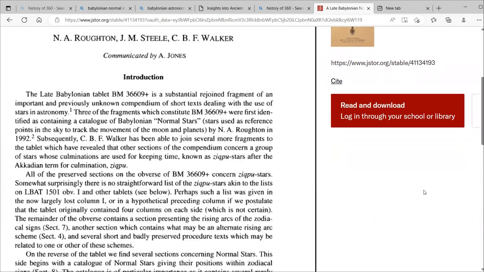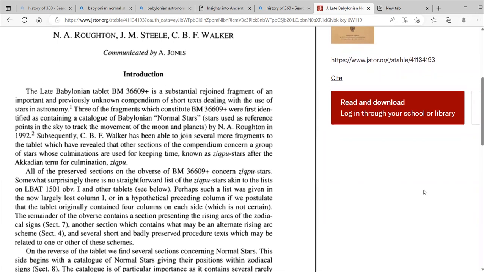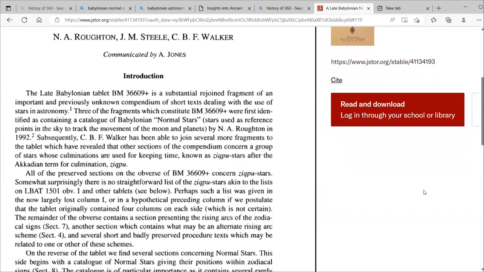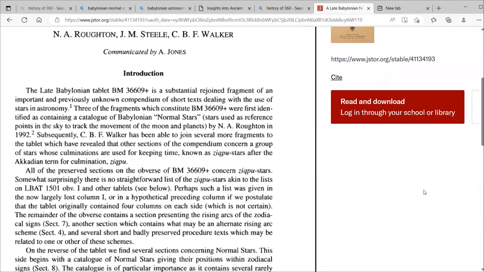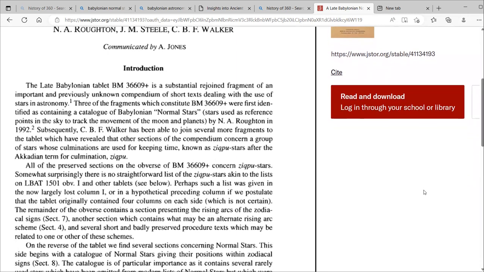Subsequently, C.B.F. Walker has been able to join several more fragments to the tablet, which revealed the other sections. The compendium concerns a group of stars, known as ziqpu, which are used to keep time.